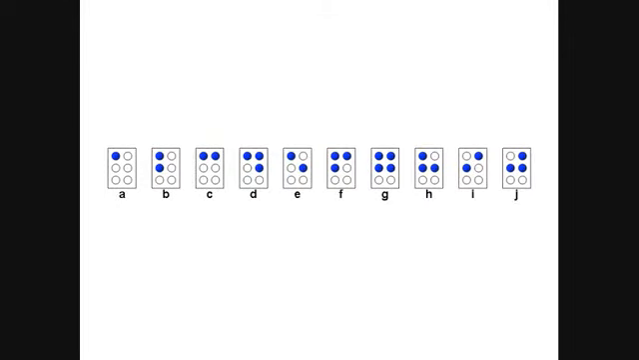For instance, this is a 1 cell, this is a 2-5 cell, this is a 3-4-6 cell, and this is a 1-2-3-4-5-6 cell, otherwise known as a full cell. Braille is actually very easy to learn. Most of it is based upon the first 10 letters of the alphabet, A through J, and these letters only use the top 4 dots in each cell.